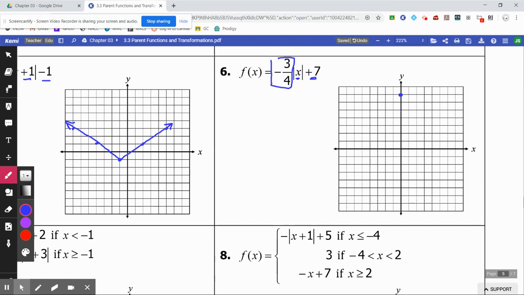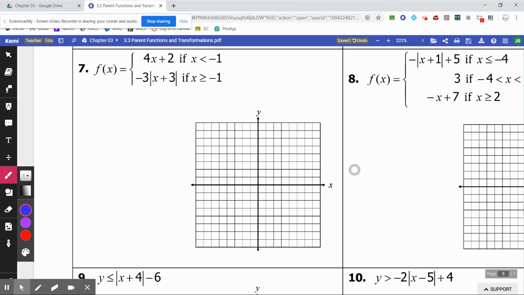of the negative. So the right side will be -3, 4. So down 3 over 1, 2, 3, 4. The left side will be down 3 and left 1, 2, 3, 4. So there is your V-shaped graph.